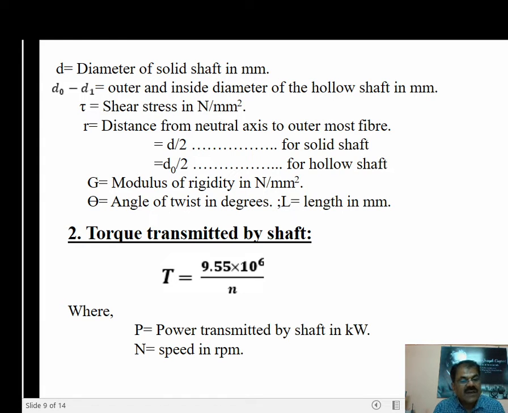Last, coming to the L. L is equal to length in mm. So the length of the shaft should be in mm.